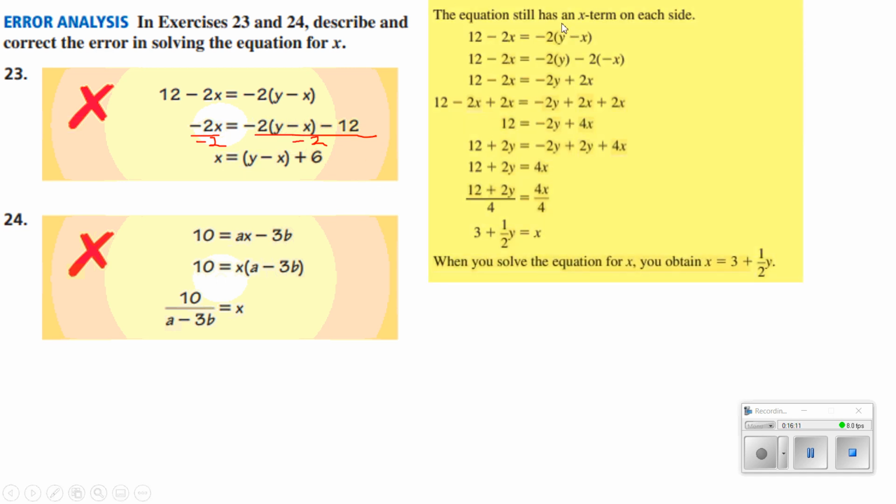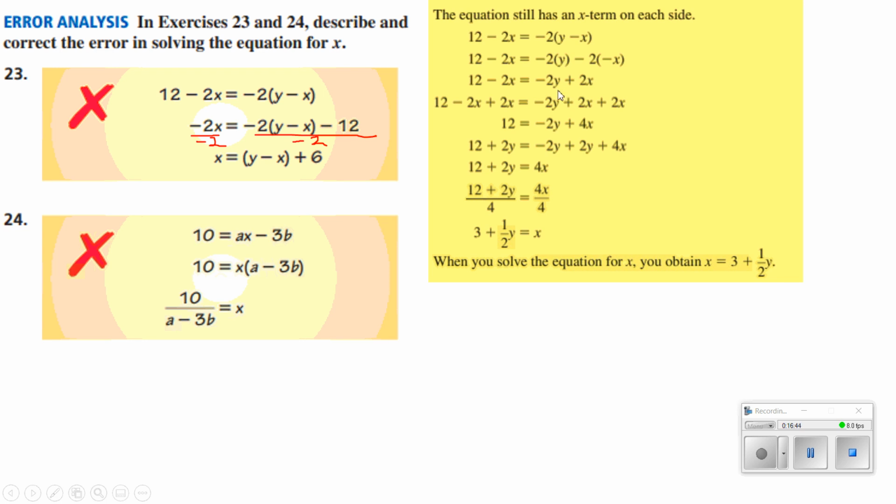All right, the equation still has an x term on each side. Does everyone notice we never got the x over here out of there? So first of all, we're going to distribute the y minus x. We're going to make this -2y, and then positive 2x. We changed it by using the distributive property first on this side. Once we did that, we needed to isolate x.